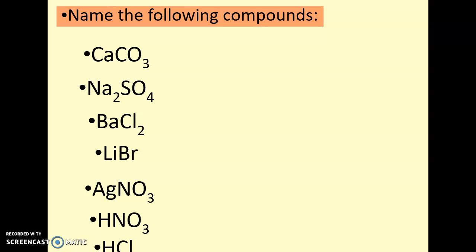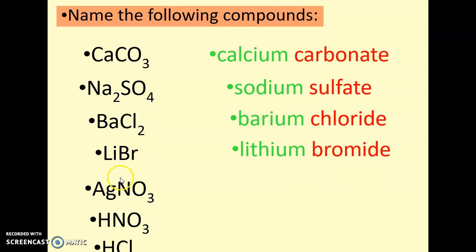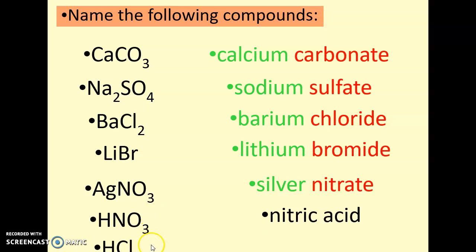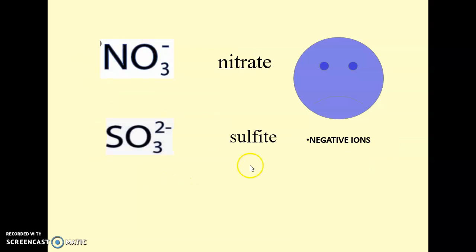Now let us name the following compounds to identify the negative ions. The first one here is calcium carbonate. Then is sodium sulfate. This is barium chloride, lithium bromide, silver nitrate, nitric acid and hydrochloric acid. These are the negative ions for which we will be doing the test: carbonate, sulfate, chloride, bromide, iodide, nitrate, sulfite.